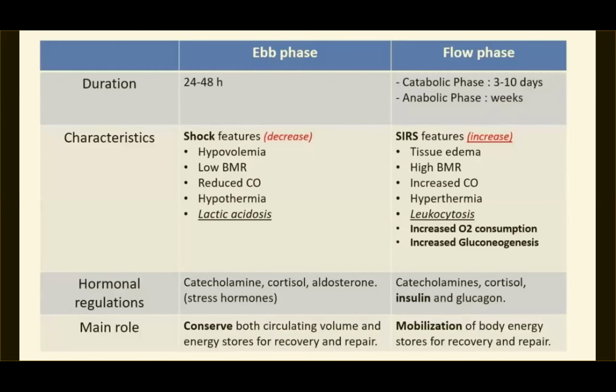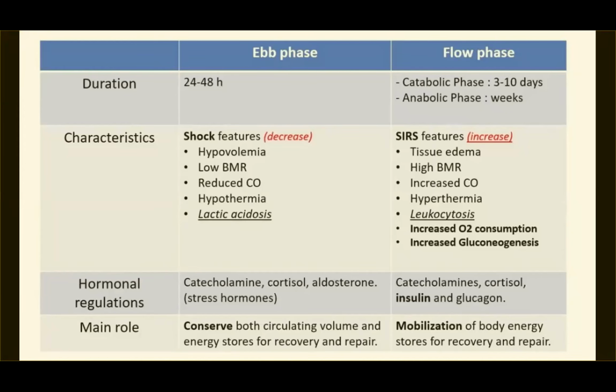So we can summarize the ebb phase and the flow phase at last. The ebb phase has a duration of 24 to 48 hours, and the flow phase has been divided into the catabolic phase, which lasts for 3 to 10 days, and the anabolic phase, which lasts for weeks. The characteristic of the ebb phase basically resembles shock, and here there is decrease in volume, decrease in BMR, decrease in cardiac output, decrease in temperature, and lactic acidosis.